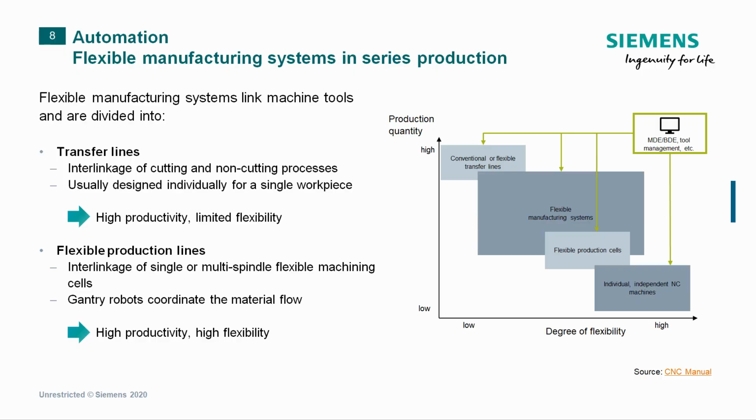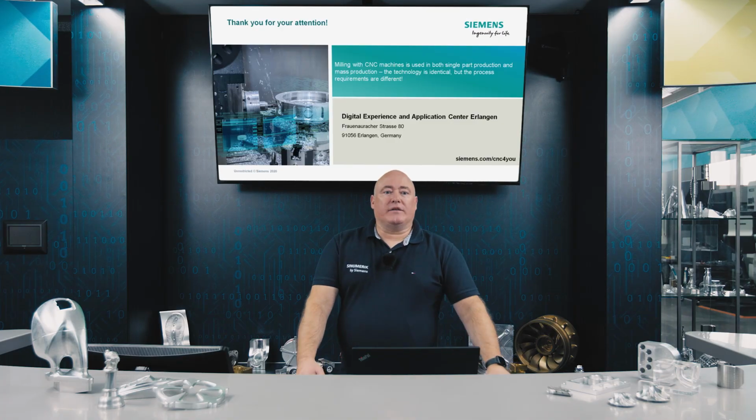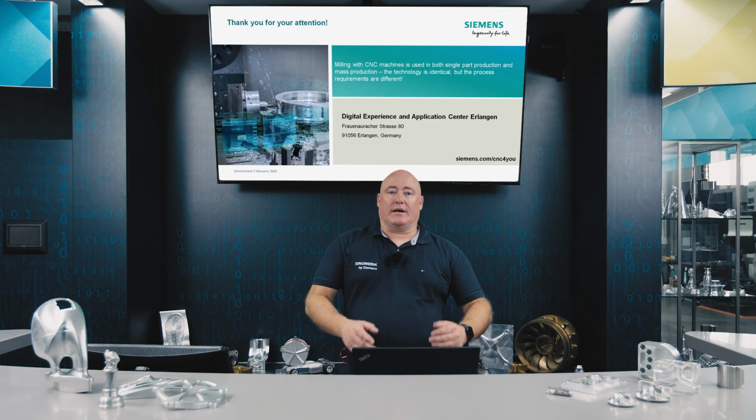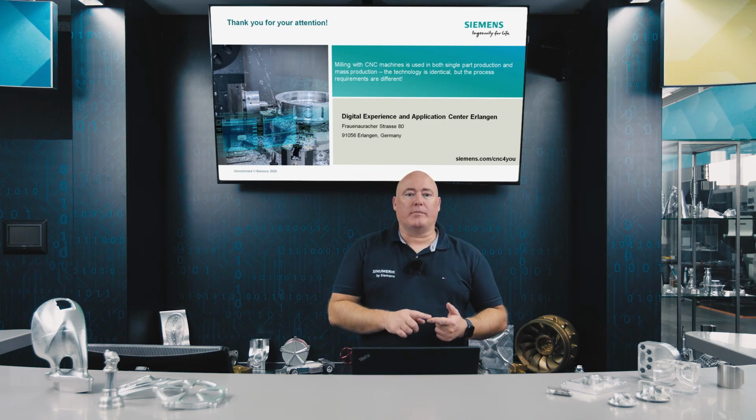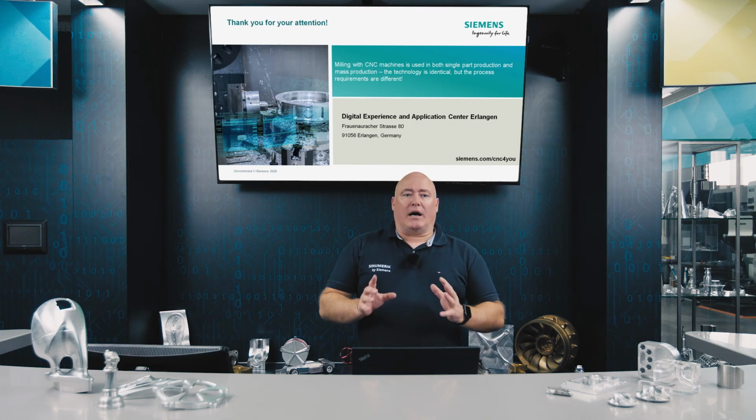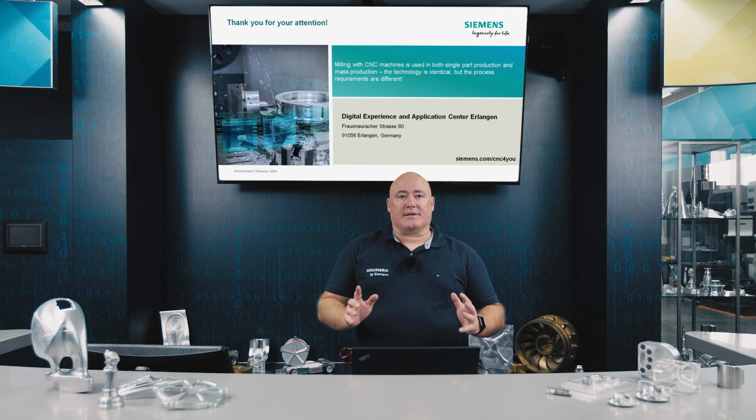On the other hand, we have the flexible production line. This links together single spindle or multi-spindle flexible machining cells. And all these flexible production lines are characterized by high productivity and very high flexibility. As we've seen, milling on CNC machines is performed in job shop production, mould and die making, and in series production. The technology is identical, but the process requirements are different.